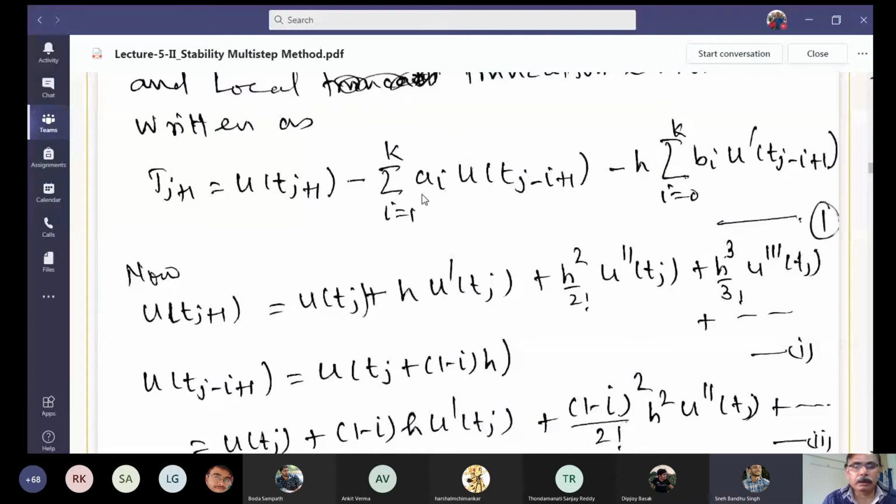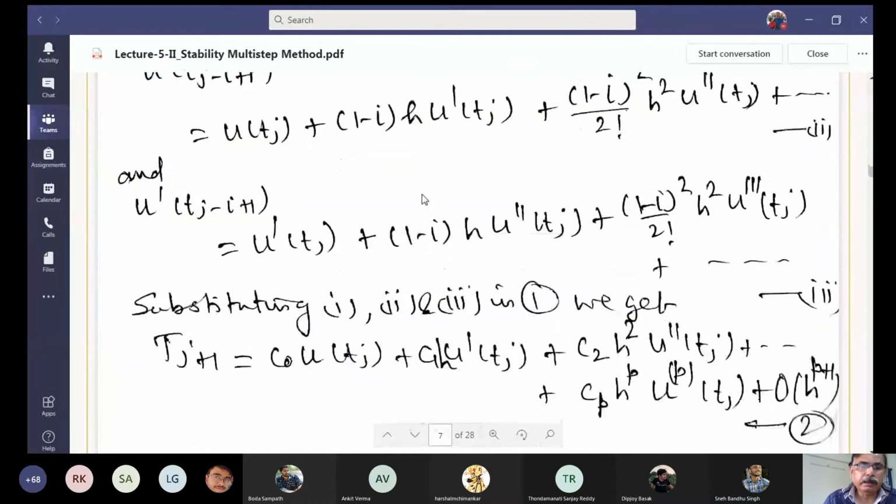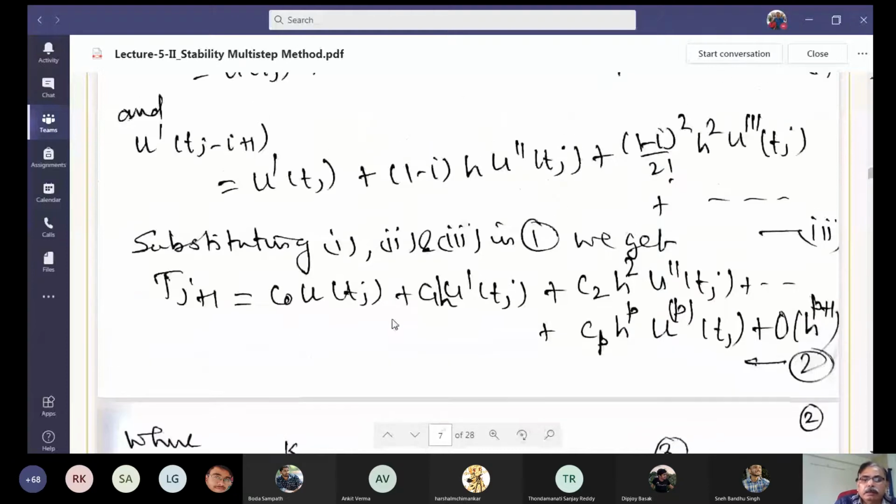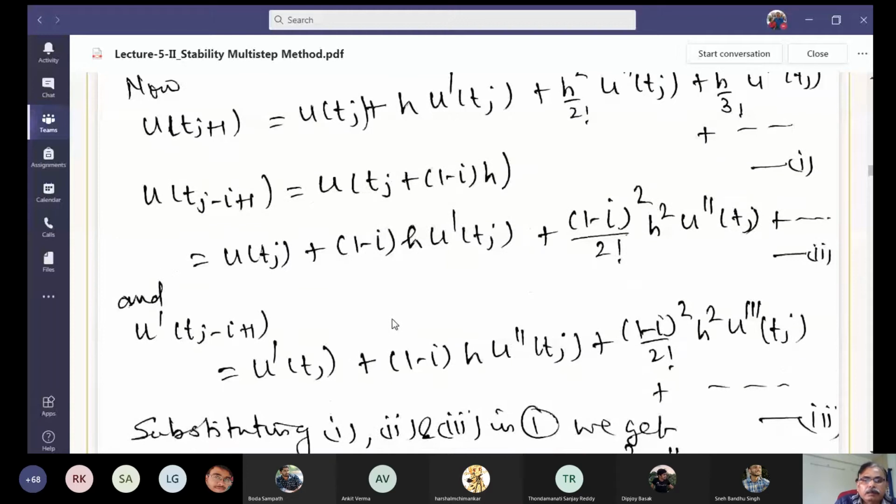Yes, sir. Okay, then C naught we can write as 1 minus the summation, i running from 1 to k, a_i. Is this clear now? And then we'll see the next one, that is the coefficient of h u prime t_j, that is your C1. So how that C1 will look, we will see.